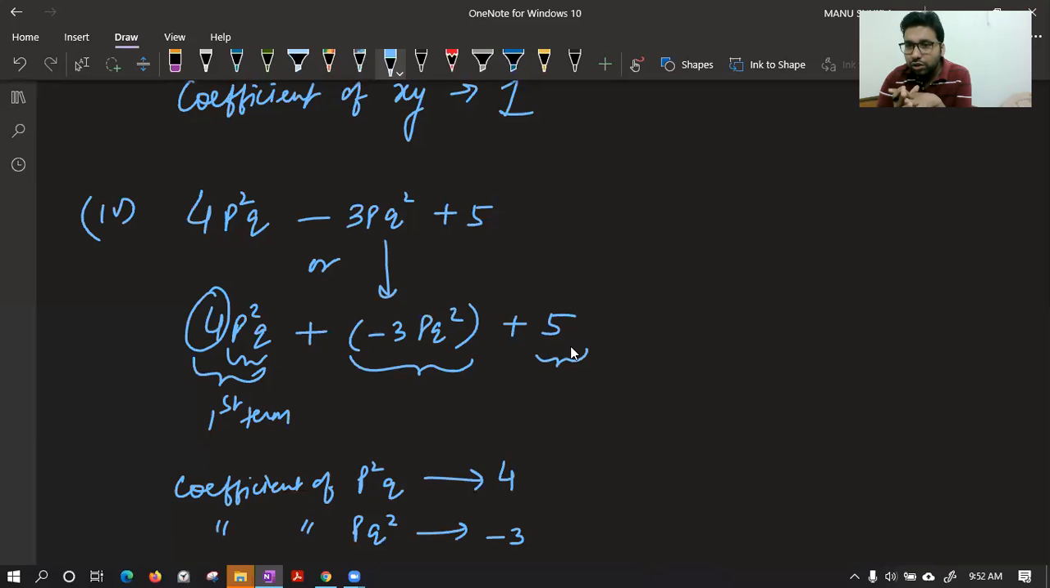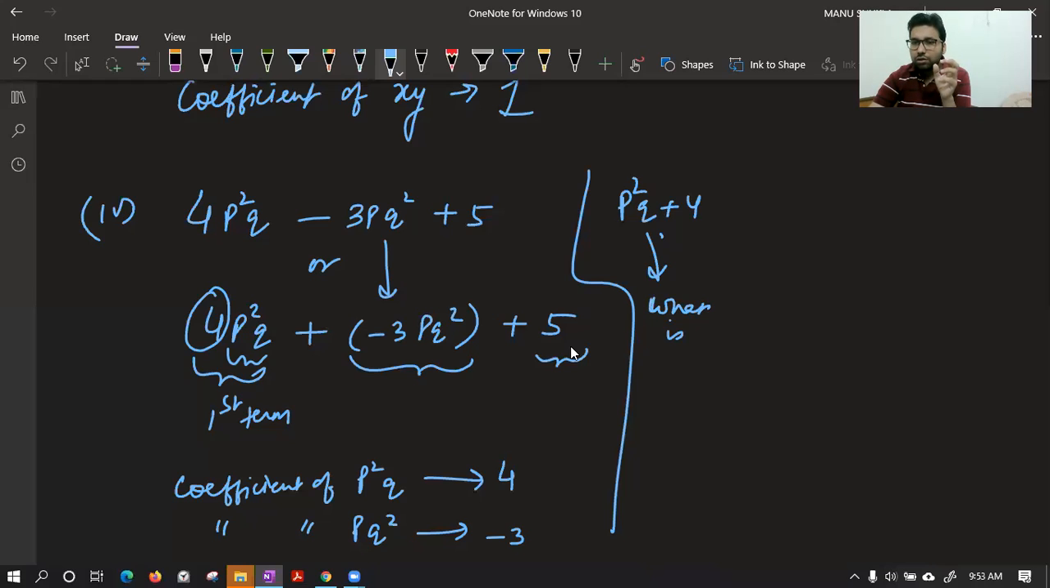Sir, instead of 4, if we write plus 4? If it is plus 4, in addition with that, see, if this is the question and I ask what is the coefficient of p square q, please tell me. In this case, what is the coefficient? Yes, it is not 4 because 4 is adding. 4 is a different term.